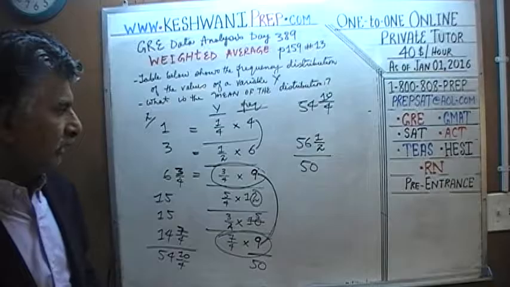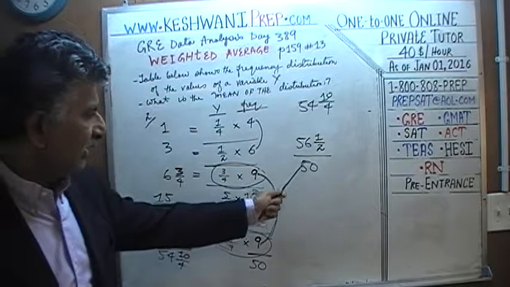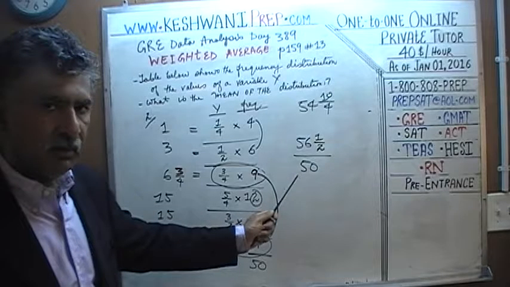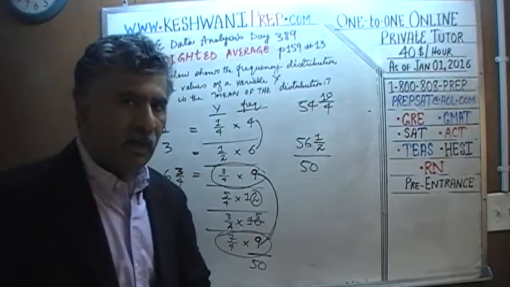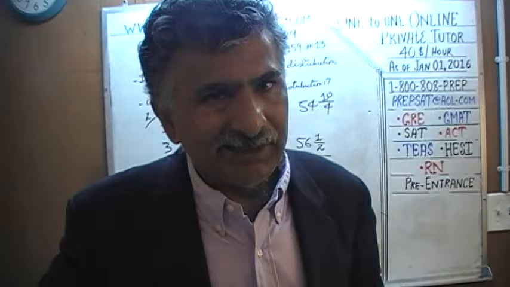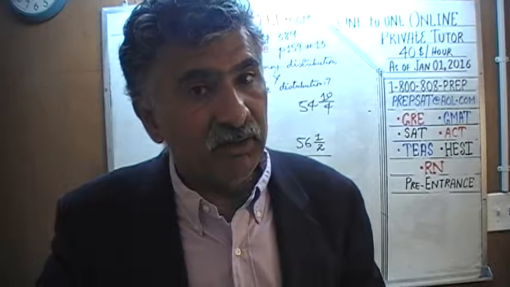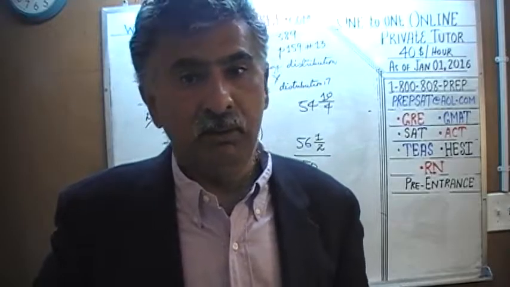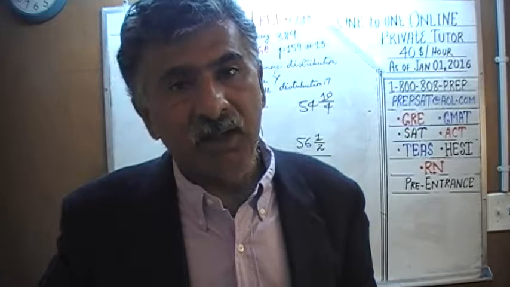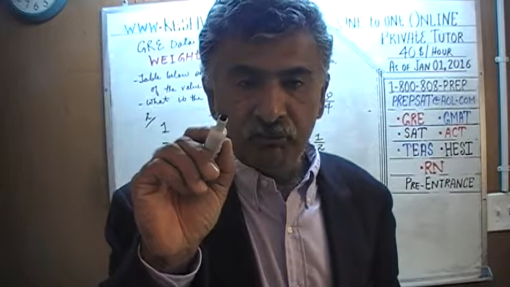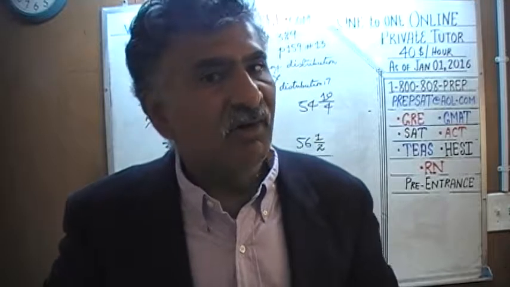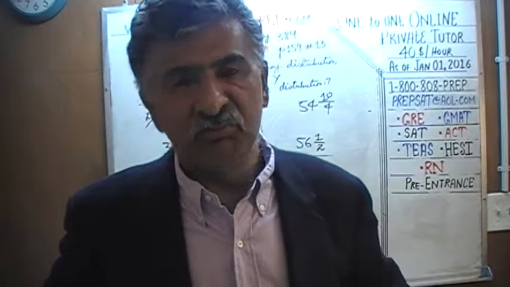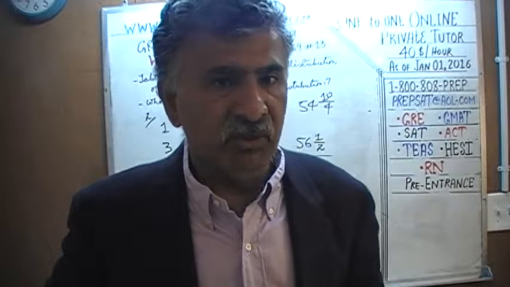Now here's the trick. Anytime you have to divide some number by some number at the bottom, if you can convert this denominator into a 10 or 100 or 1,000, go ahead and do that. It's very easy to divide any number by 1,000. All you have to do is move the decimal 3 spots. It's very easy to divide any number by 100. It's very simple to divide any number by 10. Just move the decimal.